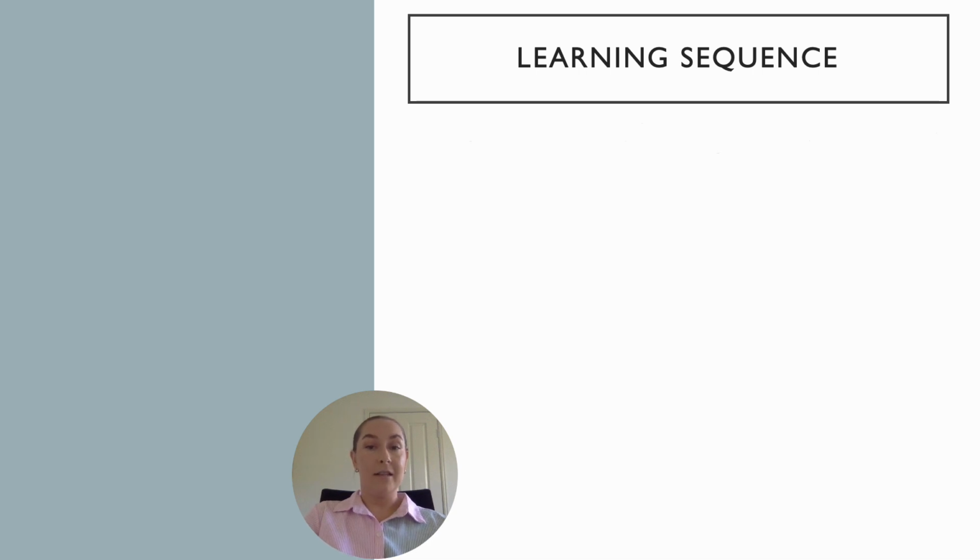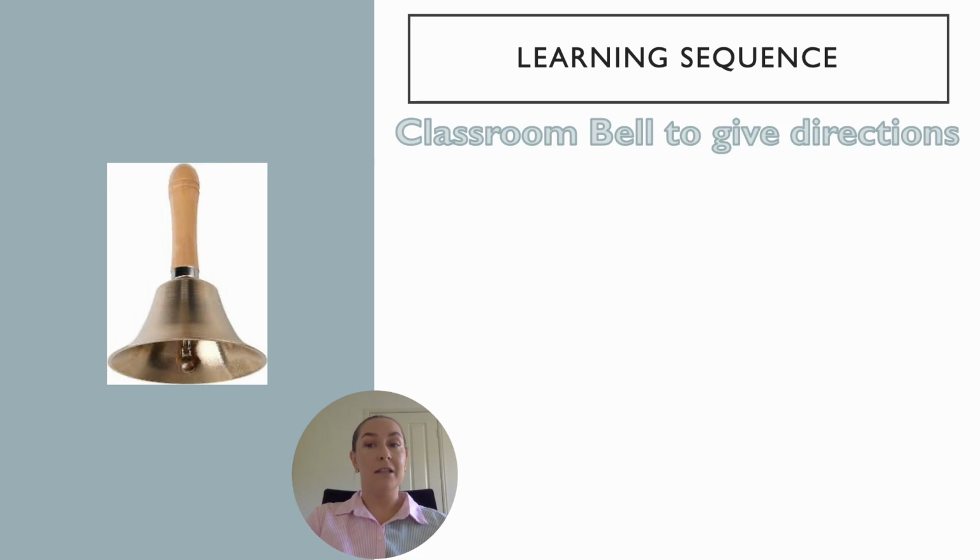So, for the first activity, the class will go outside. The teacher will ring the classroom bell to call out a direction and a way to move. For example, skip 6 steps forward, with students following. The teacher can also pick a student to have a turn at giving out directions.